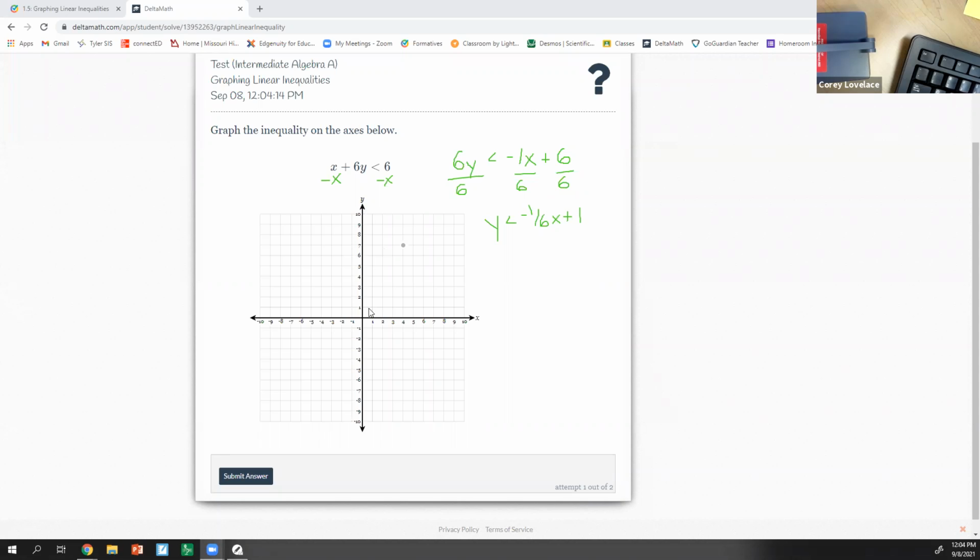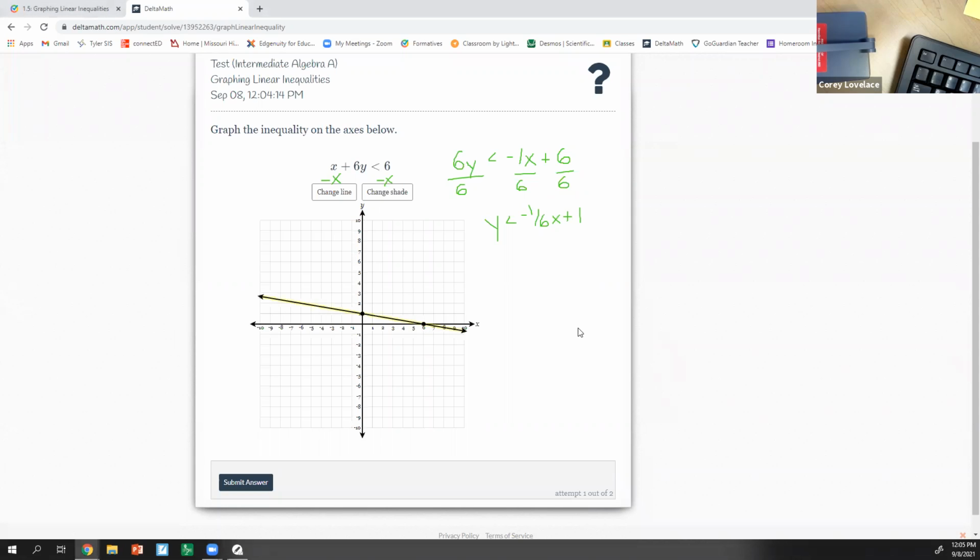So when your mouse is on here, make your first point the y-intercept, which for us is 1. And then we're going to go down 1 over 6. And then that line's on there. And then you're going to shade. So we're going to change our line as well. Since that was less than, we want it to be dashed. And then click change shade. Since it's less, we want it to be shaded below. So make sure that you edit both of those things.